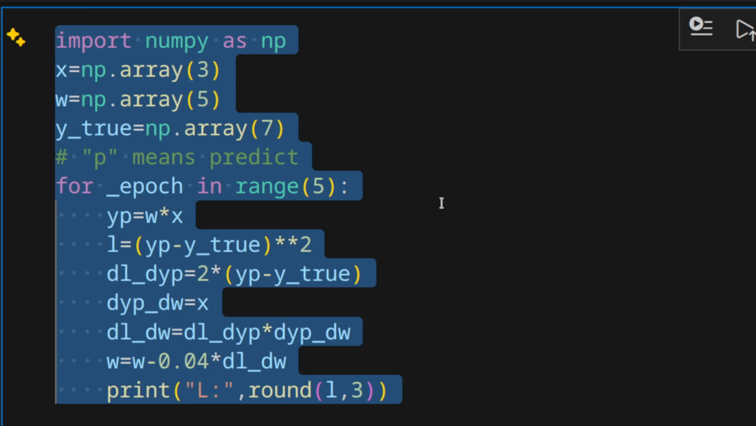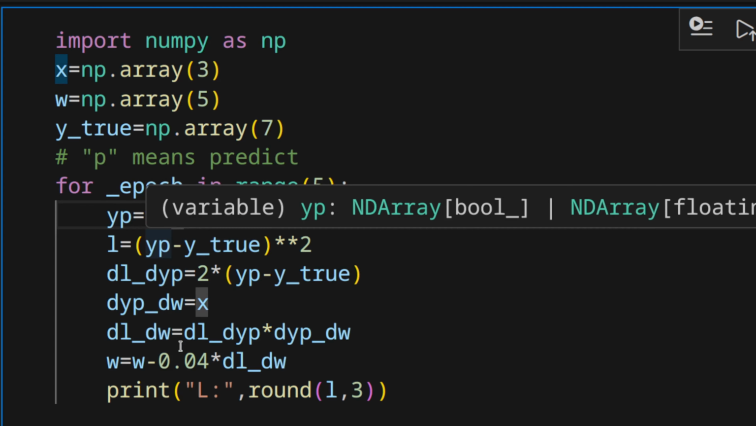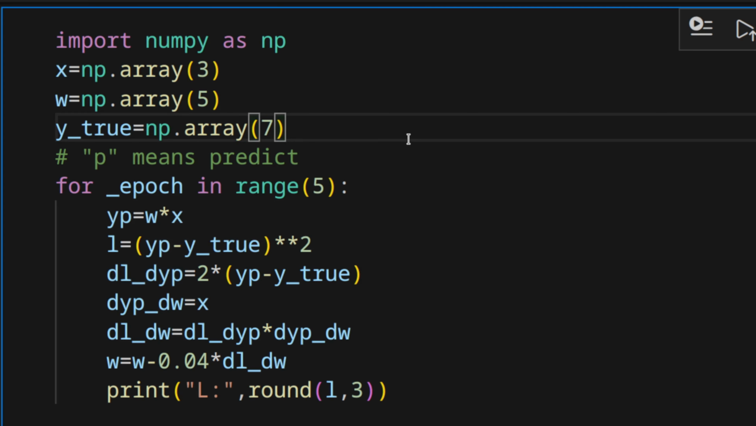What will happen when I run this? This is the most fundamental part of a neural network. It has the forward pass and the back propagation. It's just a single perceptron. So this is importing NumPy.